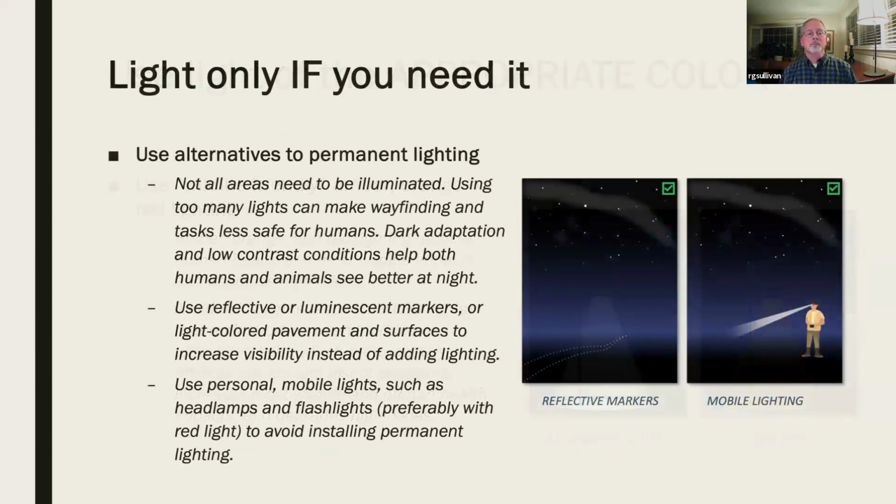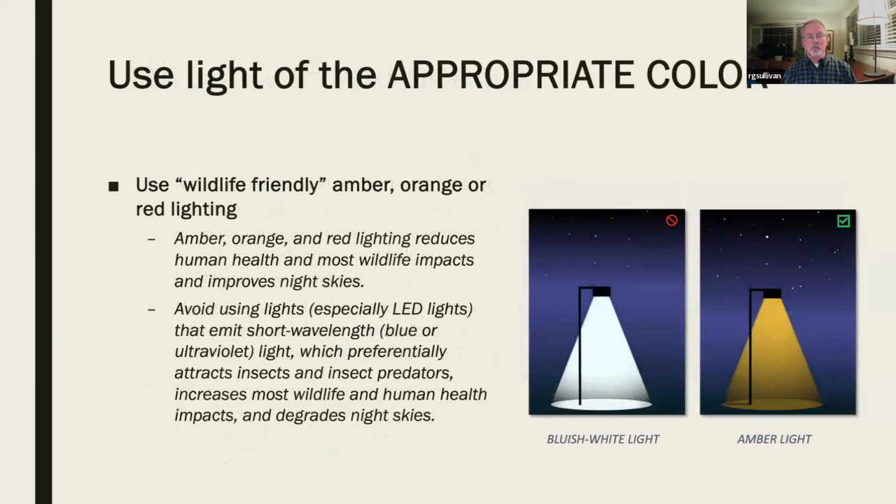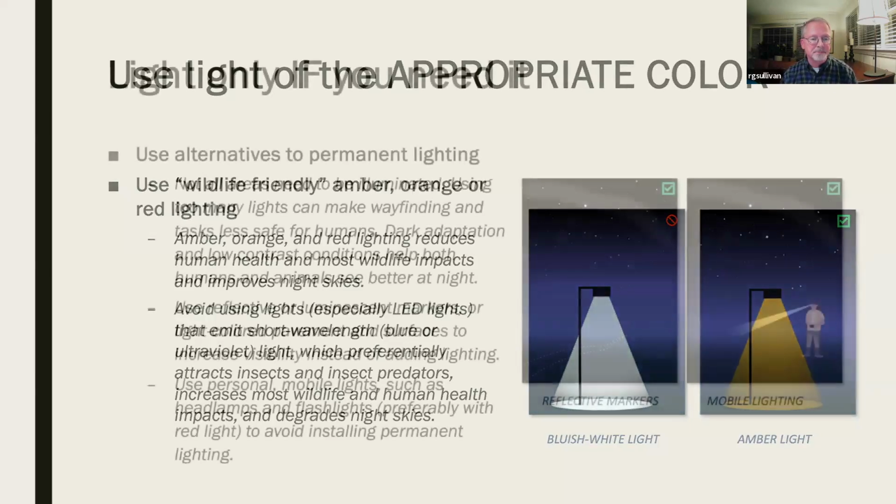And then you want to use light of the appropriate color. So you can actually buy what's called wildlife friendly lighting. Sometimes it's labeled that way, but in general, what we're talking about are lights that are amber, orange, or red. They have a lot less health impacts. They have less effect on the night sky when they are shining up into the sky, and they reduce wildlife impacts. You want to stay away from those blue or bluish white lights. They're bad in almost every aspect of these effects.